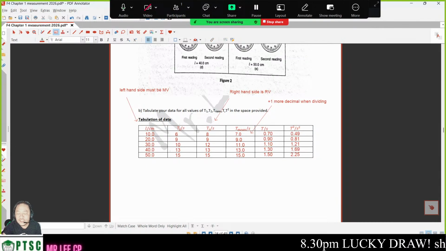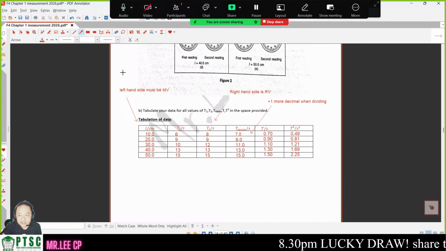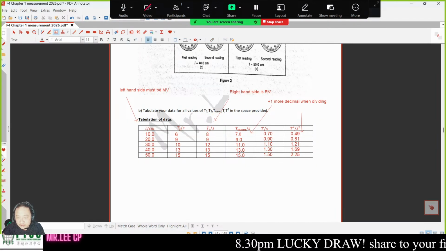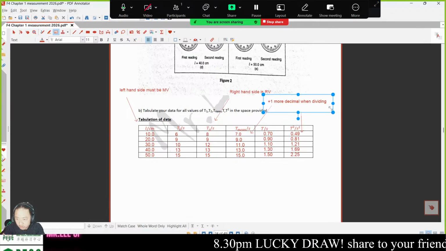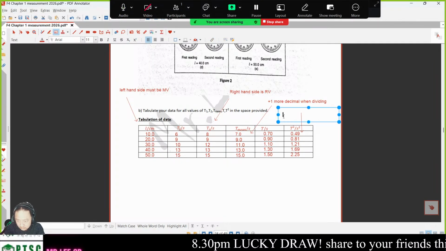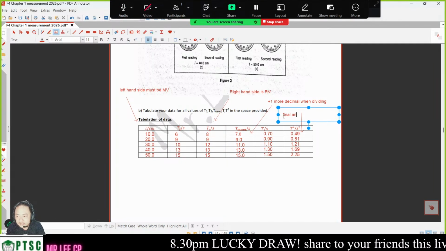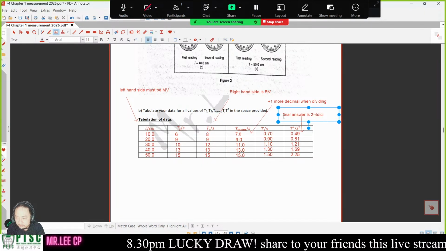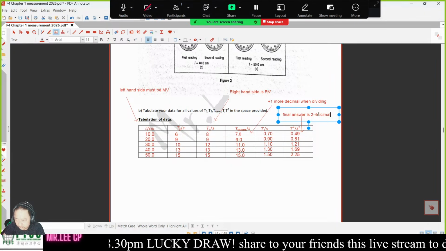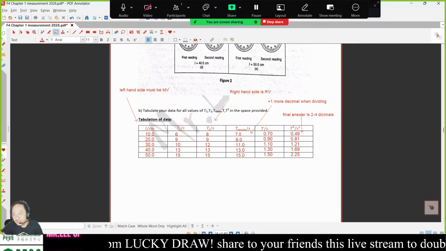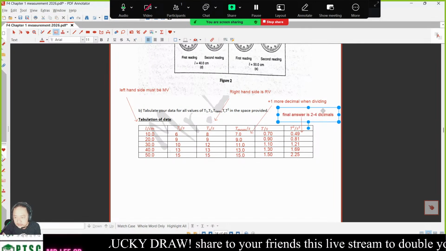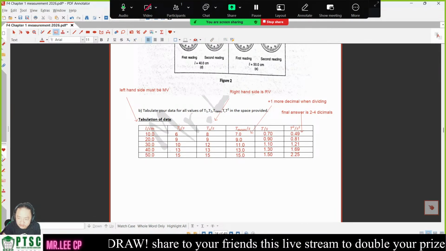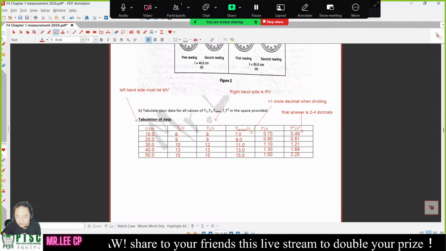Okay, now this one, the final answer here. Final, you are not going to use it anymore. The final answer is 2 to 4 decimal. It is in between 2 to 4 decimal, right? So because of this one, 490 at 10120. Okay, if you don't believe, I try.